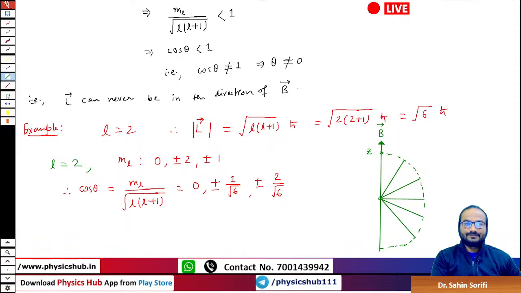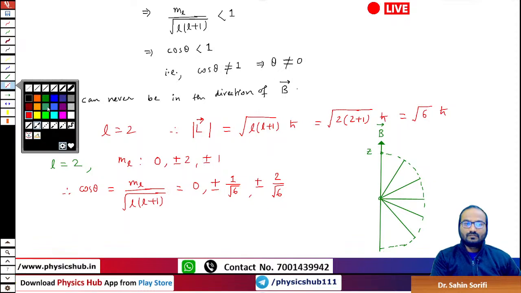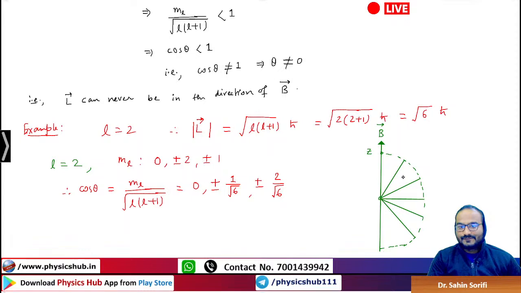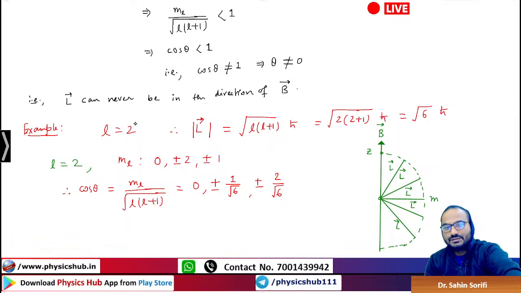Try to understand it very carefully. So, these all values corresponding to L, L is equals to root over 6 h cut. So, this is your L, this is your L, this is your L, this is your L, this is your L, let us say 5 values. So, each time L is equals to same. And what about the ML values? Or we can also represent it by small l. Small l is equals to 2. So, each value is 2 and ML is equals to, let us say this is 0. Angle is cos theta.